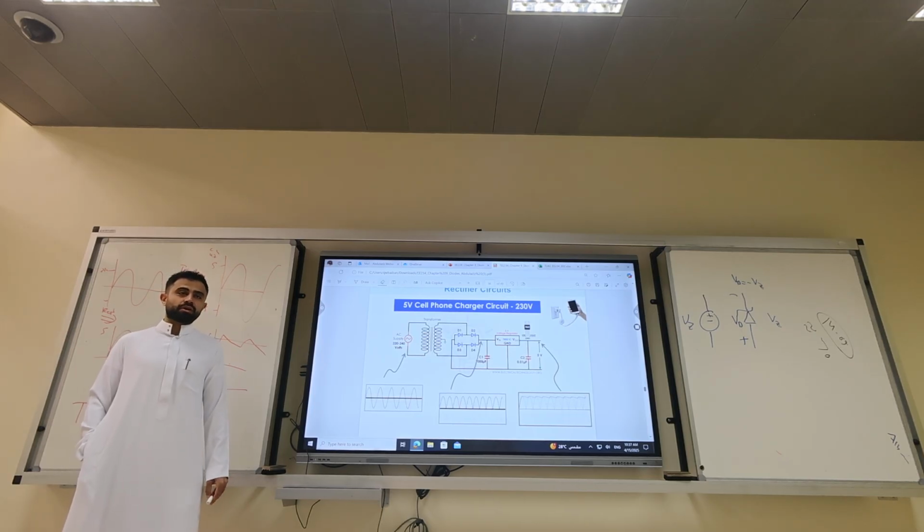Exercise. What are you going to do at home? Open one of the chargers. Look inside it. Okay? Throw it, it's only 30 riyals. The old things, I mean.